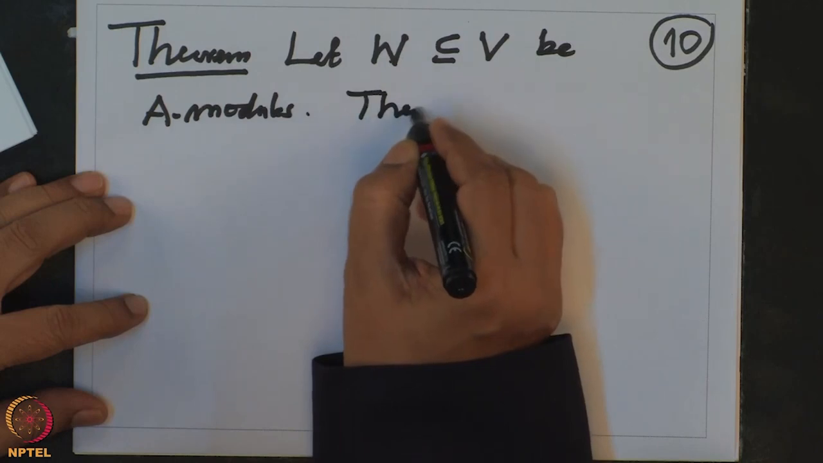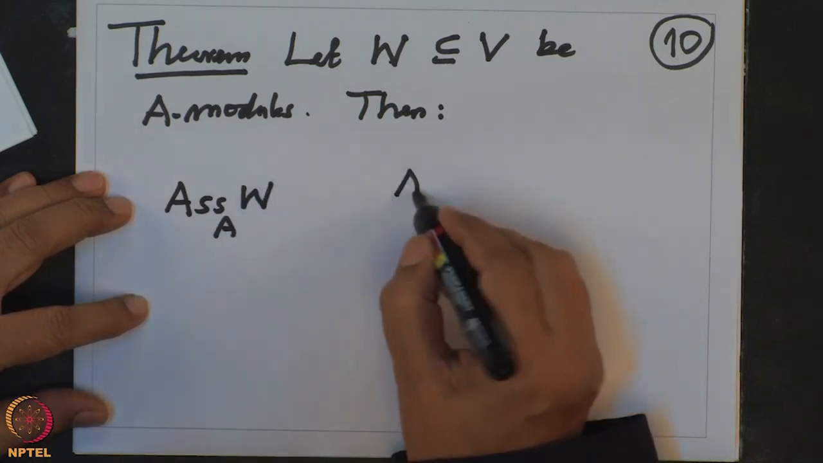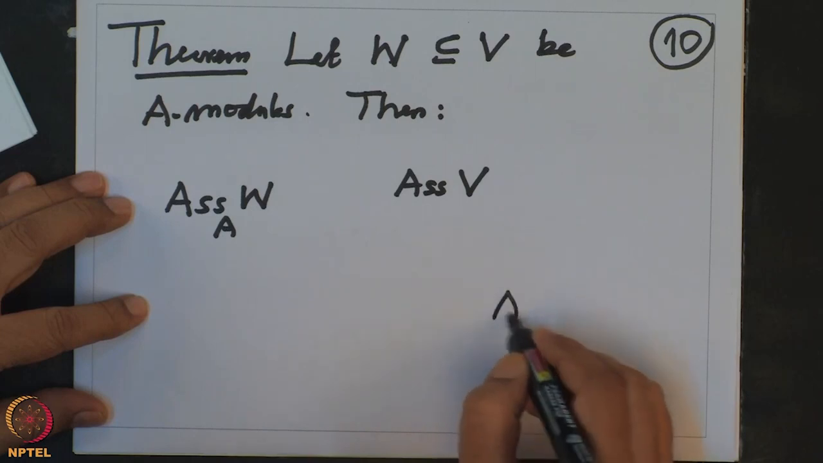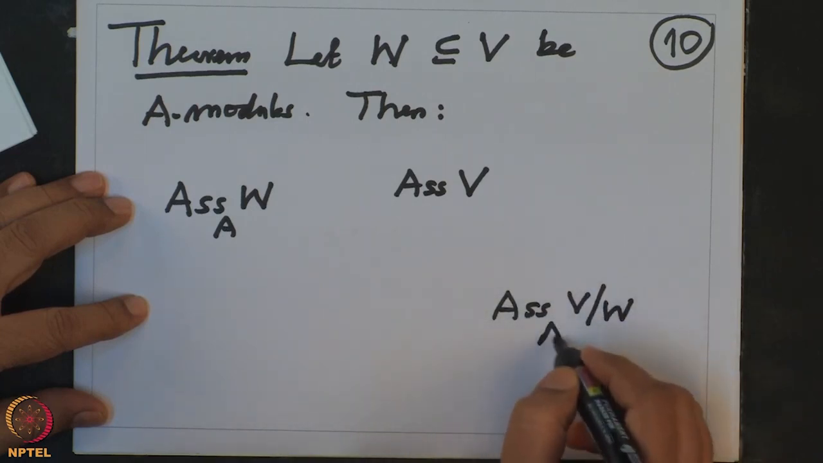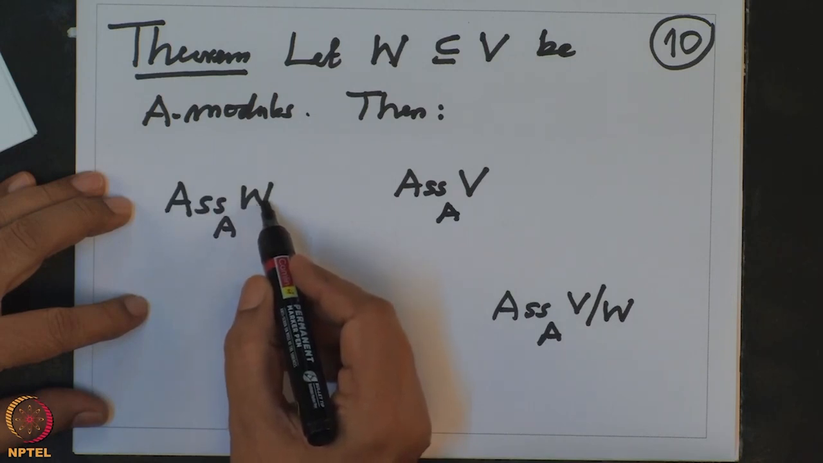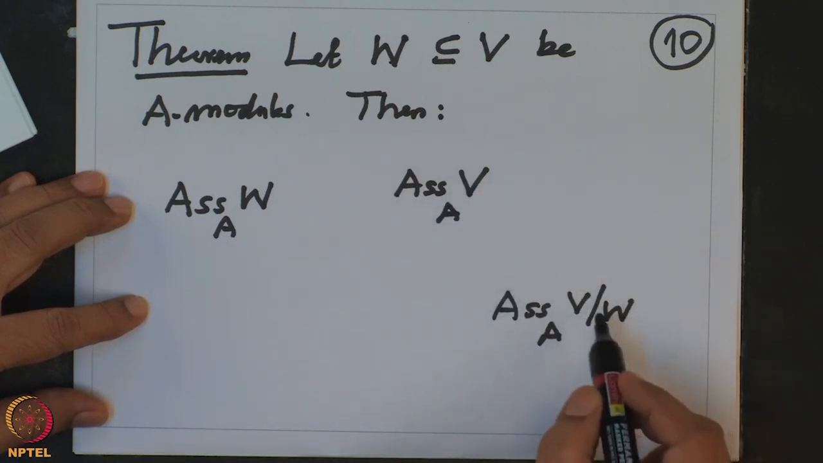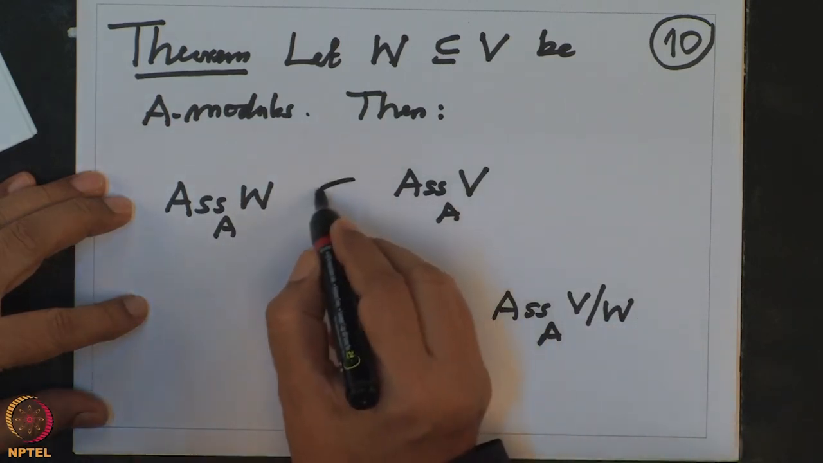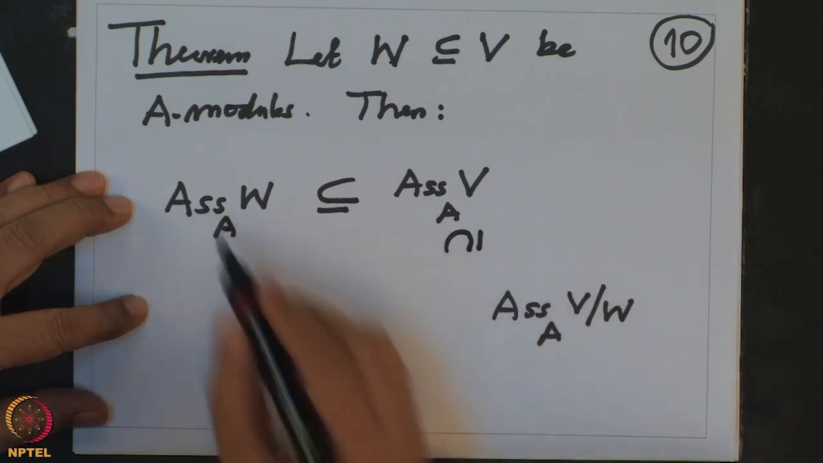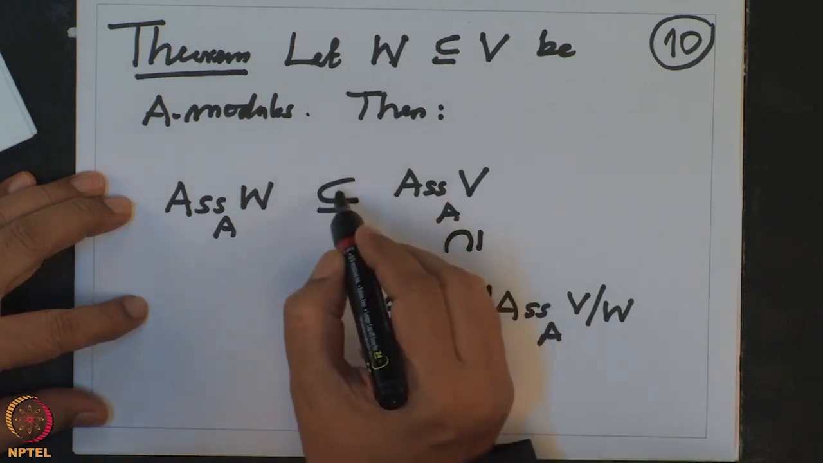Then we want to prove what is the relation between the associated prime ideals of W, associated prime ideals of V, and associated prime ideals of V by W. These three things, what is the relation? This is some set of prime ideals, which are the annihilators of the elements from W. These are prime ideals which are annihilators of the elements from V, and these are prime ideals which are annihilators of the elements of the residue class module. So the assertion is this is contained in this, and this one is contained in the union of this with this. So we want to prove these two inclusions.